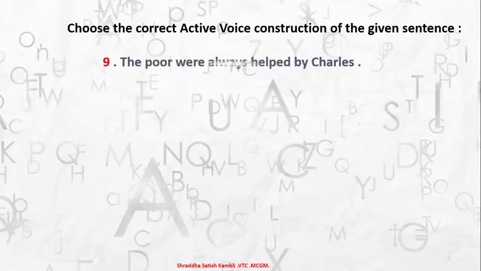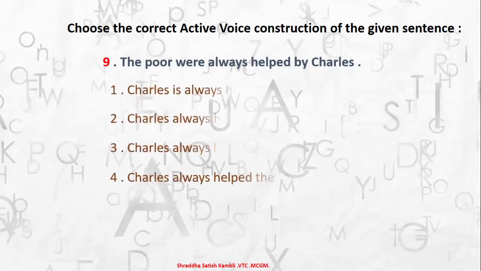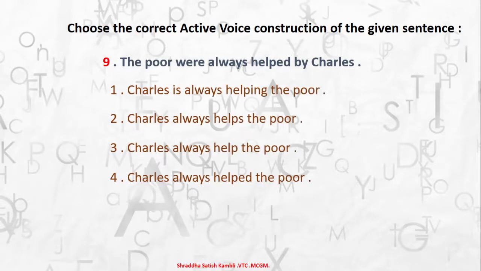Okay, coming to the second last question in this pattern. Question number 9. The poor were always helped by Charles. So you have these four options. Charles is always helping the poor. Charles always helps the poor. Charles always help the poor.